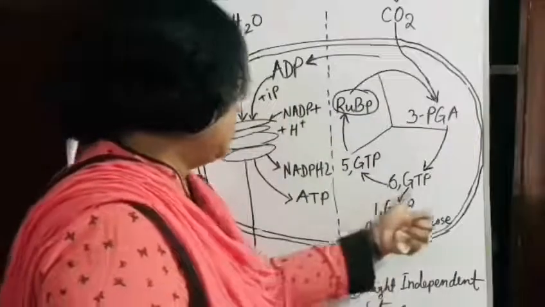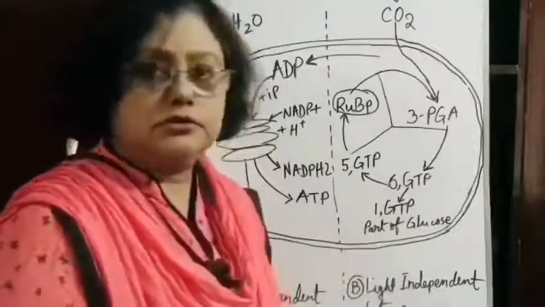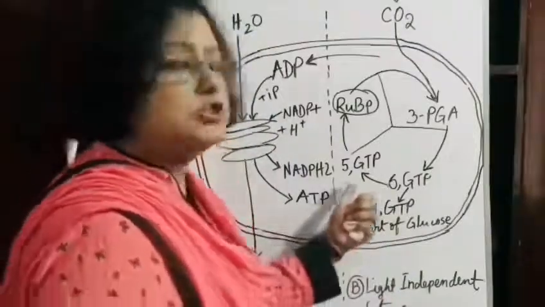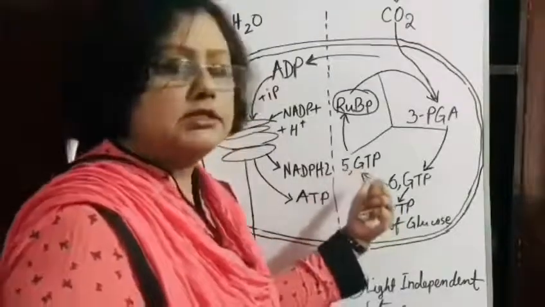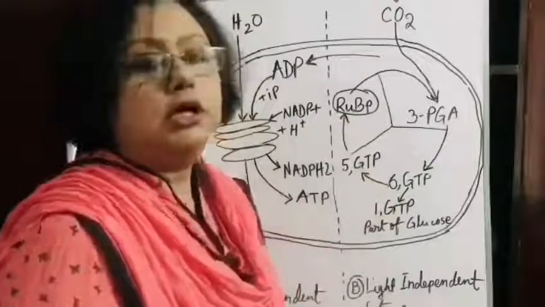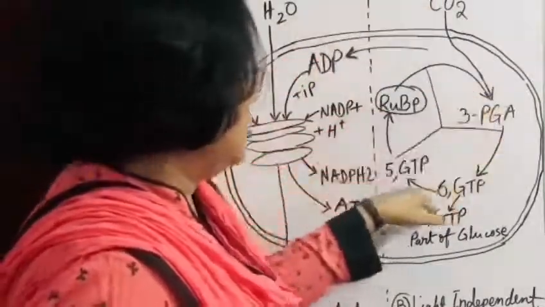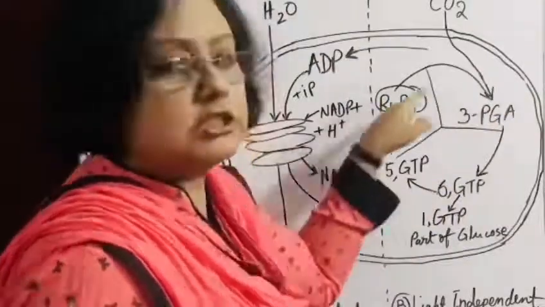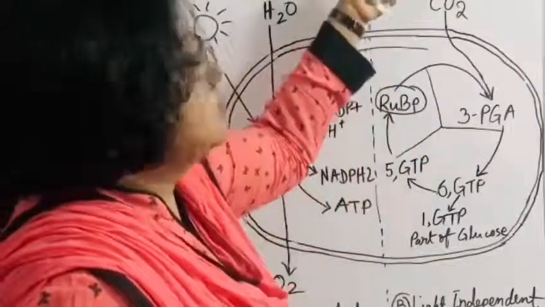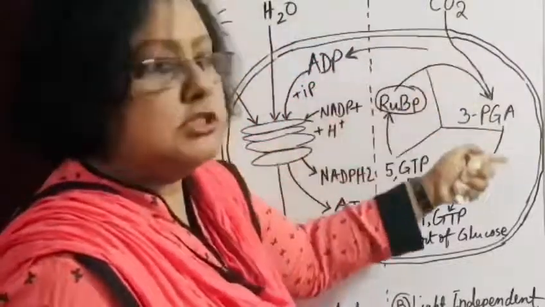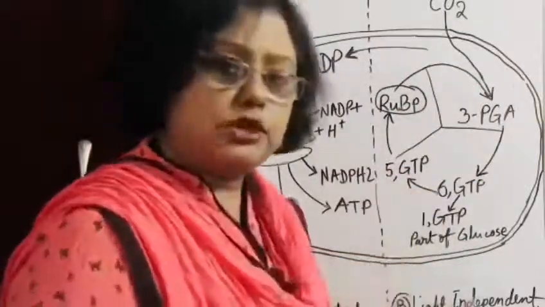After that, one molecule of GTP produces a part of the glucose molecule, and the rest of the 5 molecules of GTP, again using the energy from ATP, turn into RUBP. From 6 molecules of carbon dioxide, 1 molecule enters and produces a part of glucose and regeneration of RUBP occurs, and in this way 6 molecules of carbon dioxide enter the stroma, and this cycle goes on 6 times to produce 1 molecule of glucose.